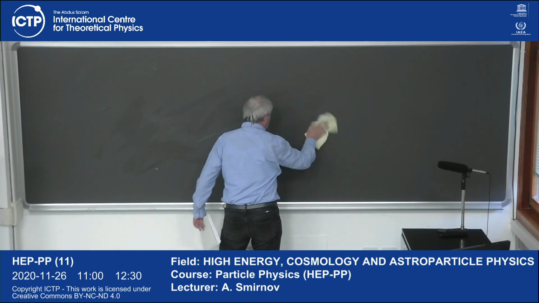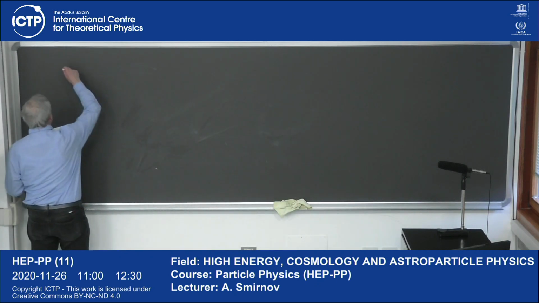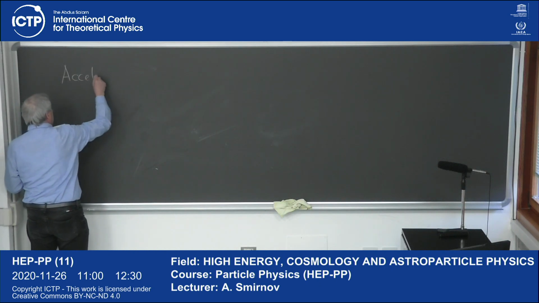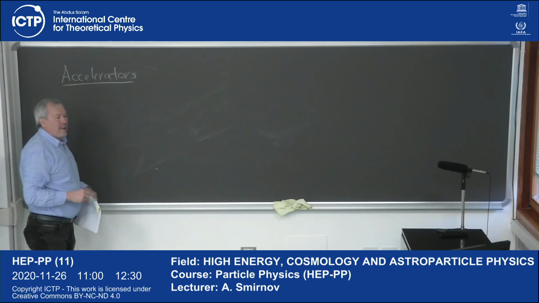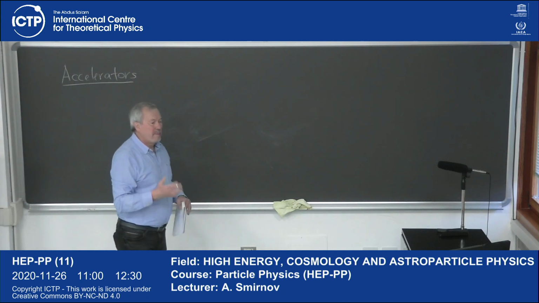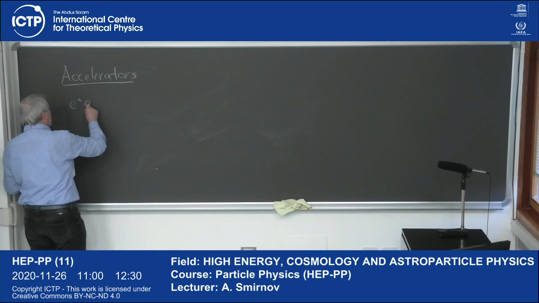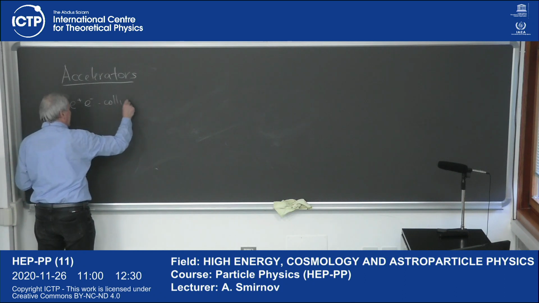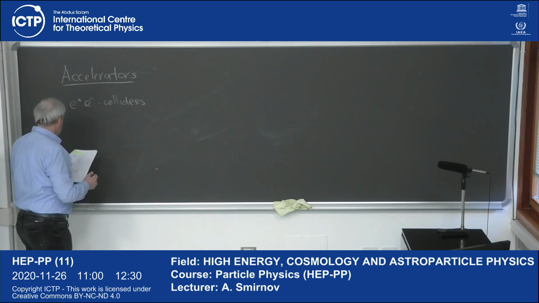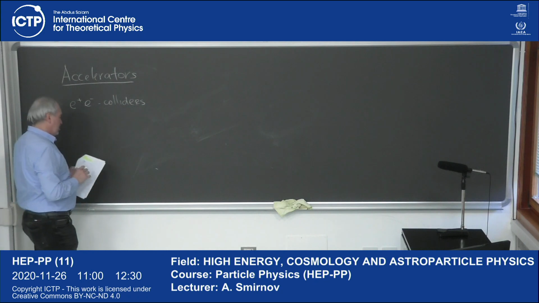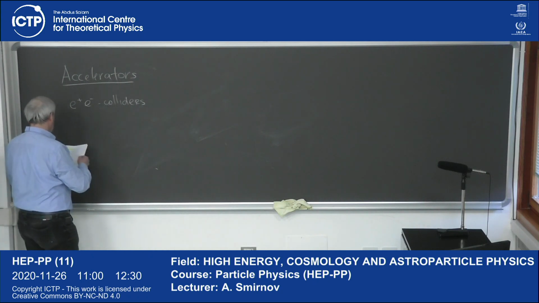So let me give you some information about accelerators and properties of the accelerators, or characteristics. First of all, we can classify accelerators by the type of the particles we are accelerating, and we have e plus and minus colliders. So we will discuss experiments and the results obtained by these colliders. The examples are LHC, for instance, and also SLAC. We have e plus and minus collisions.